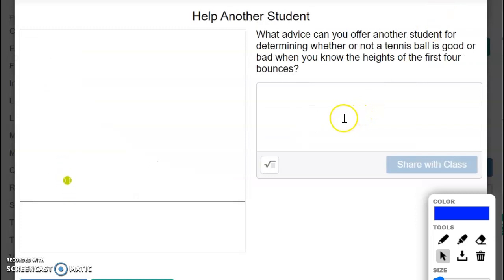All right, what advice can you offer another student for determining whether or not a tennis ball is good or bad when you know the height of the first 4 bounces? Well, it needs to follow the multiplier, between 0.53 and 0.55.